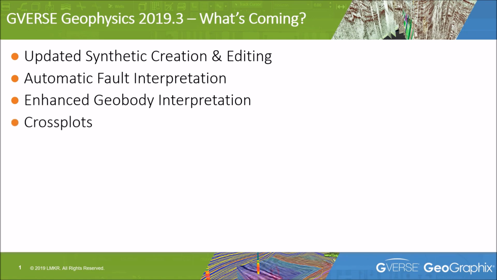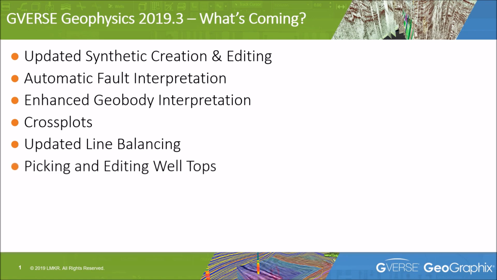There is a new tool for creating crossplots between seismic and attribute volumes or seismic data and well logs. We've updated our line balancing workflows, which is basically our mis-tie analysis typically for 2D data. You will be able to pick and edit well tops from within the geophysics domain. We are introducing our first AI-driven workflow. This is a big thing for us, self-organizing maps-based waveform classification.